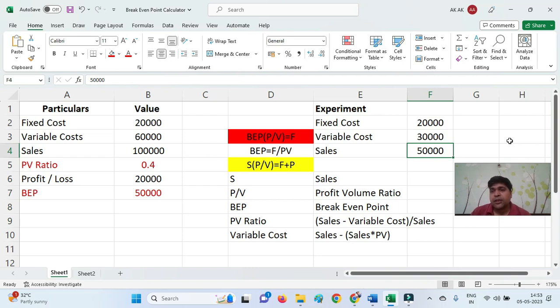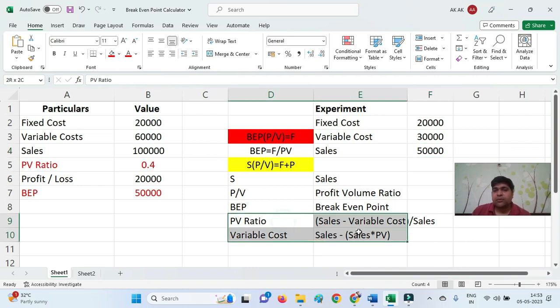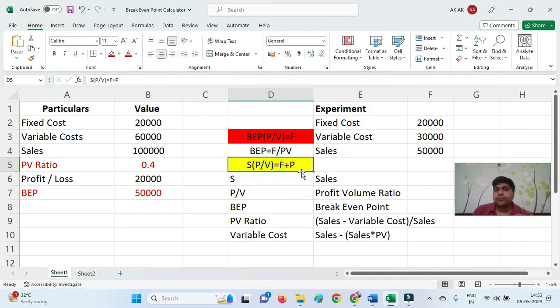You will be surprised to know that I have derived each and every formula written here, even the PV ratio formula, from this formula. PV ratio we should know: sales minus variable cost divided by sales. Profit and loss, we know how to calculate it. Break even, I have now told how to calculate. I have used Excel because my writing pad requires a lot of time to set up. Otherwise, on pen and paper, you can simply do it. It's not rocket science.